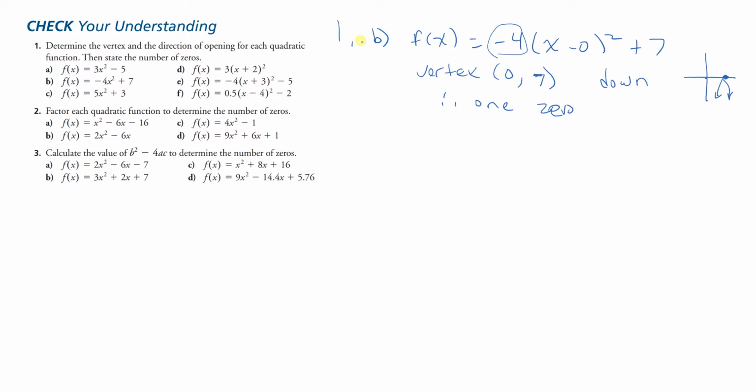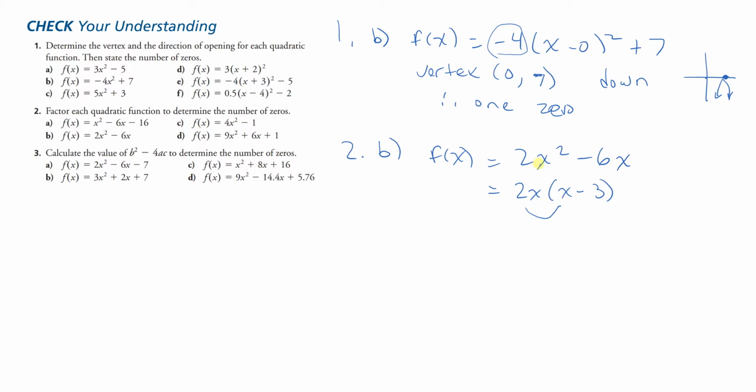Let's do a question from number 2. Factor each quadratic function to determine the number of zeros. So again, let's do b. In this case, all we can do is take out a common factor. So 2x is the common factor. I make silly mistakes easily when I'm factoring, so I always do a quick check and multiply it back through in my head.